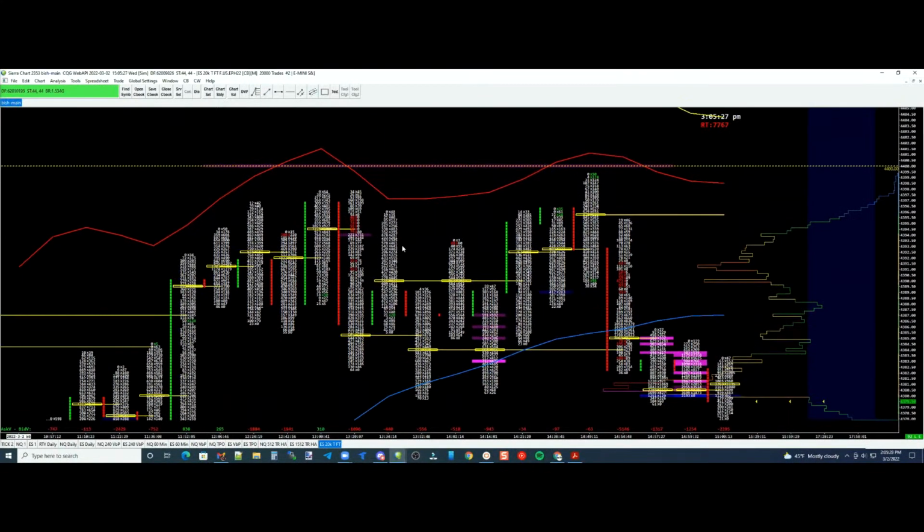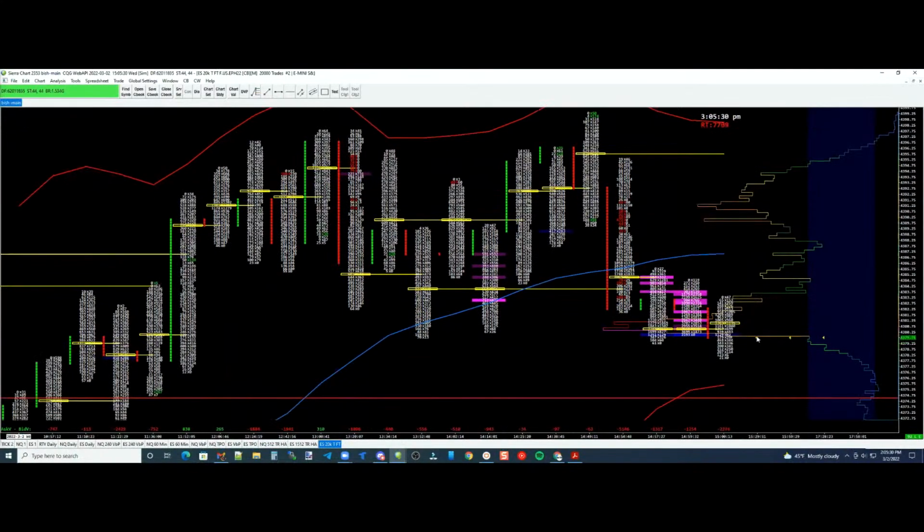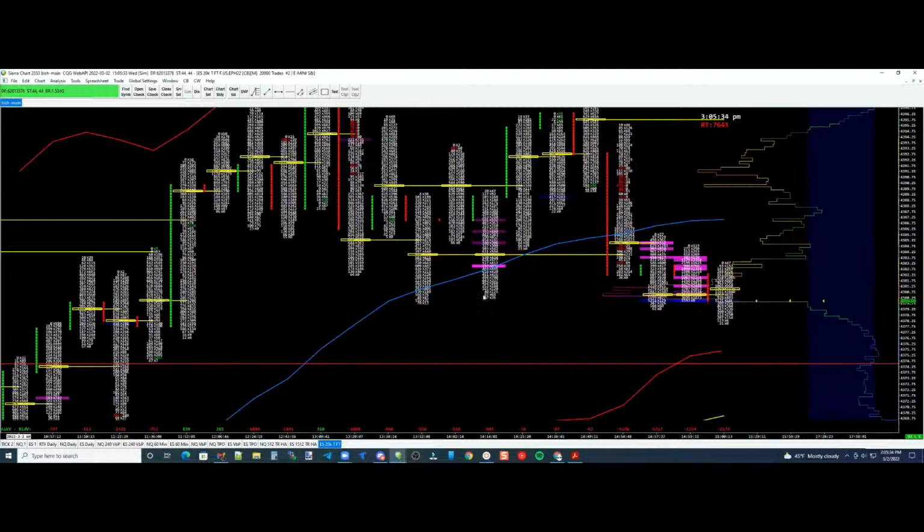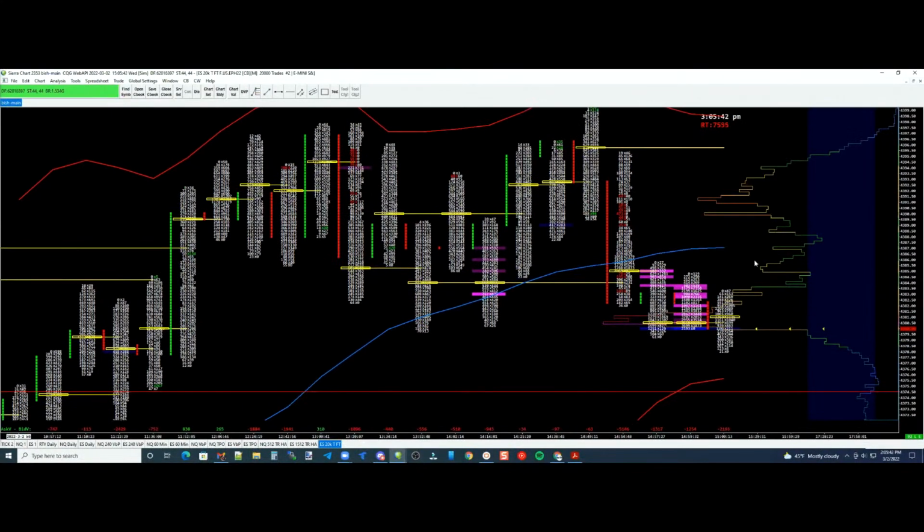I'm also utilizing a volume by price histogram to tell me, based upon the visible candles, where my pocket is currently in low volume nodes and high volume nodes.